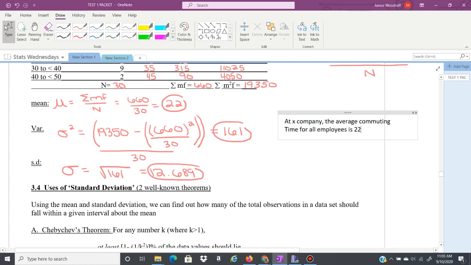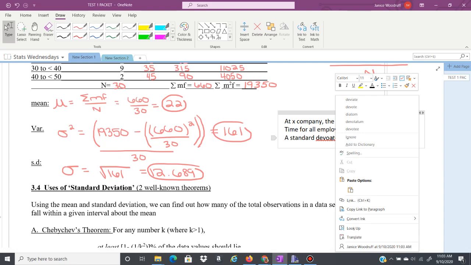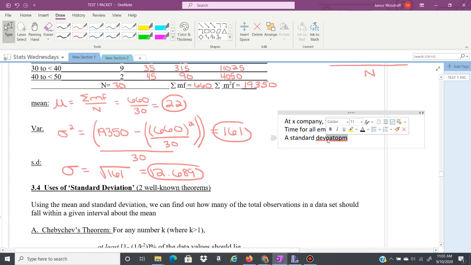The mean is 22 minutes, with a standard deviation of 12. We're going to round up to 13 minutes. There we go. That's what that data means.